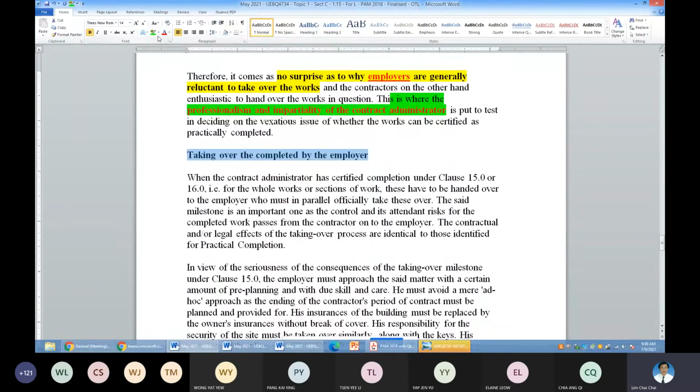This is very important. Taking over the completed works by the employer. Okay, so this one I want to bring to your attention already. Okay, take over the completed works by the employer.